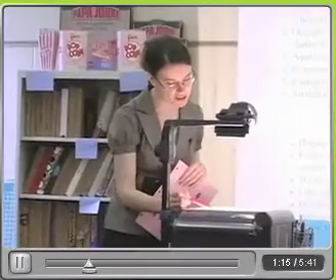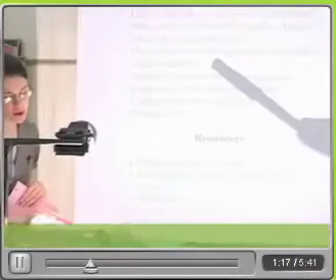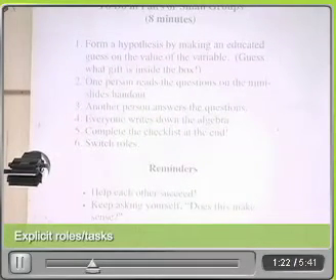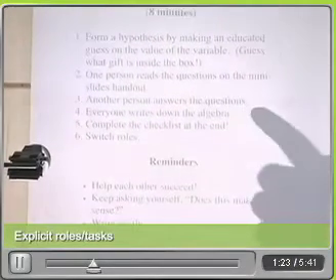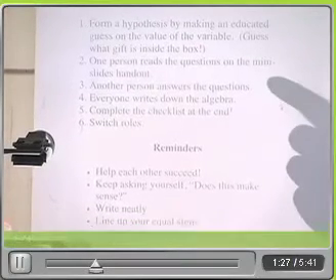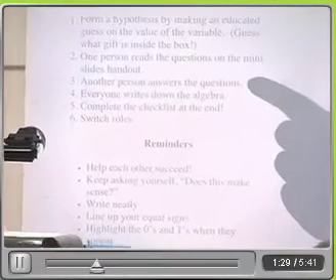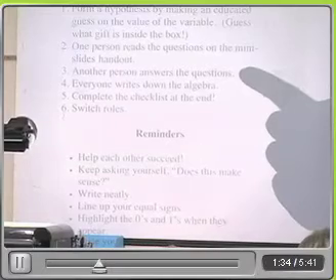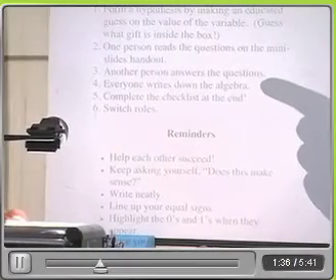So you'll make your hypothesis, and I'd like one person to read the questions that are on the handout, and I want the other person to answer the questions. But everybody writes the algebra on paper, okay? So one person asks, the other person answers, everyone writes down the algebra.